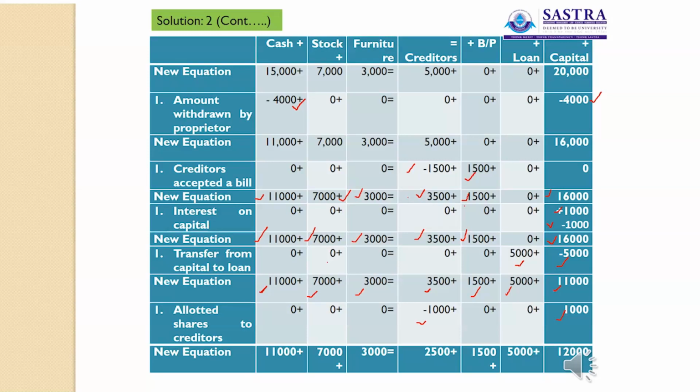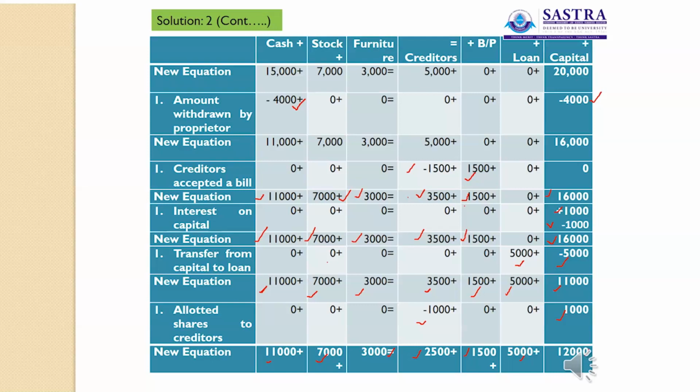So what is the net value here? 11,000 is the amount of cash. Stock value 7,000. Furniture value 3,000. 3,500 minus 1,000, 2,500. Here bills payable 1,500. Loan 5,000. Capital value 12,000.